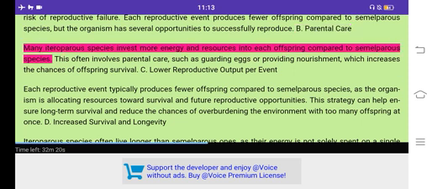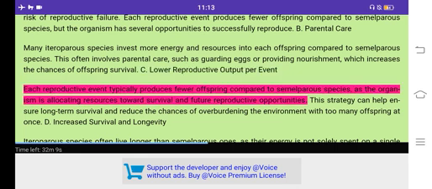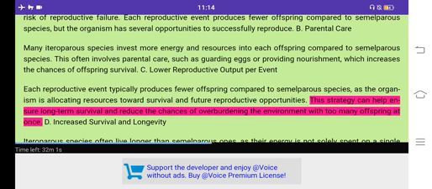B. Parental care. Many iteroparous species invest more energy and resources into each offspring compared to semelparous species. This often involves parental care, such as guarding eggs or providing nourishment, which increases the chances of offspring survival. C. Lower reproductive output per event. Each reproductive event typically produces fewer offspring compared to semelparous species, as the organism is allocating resources toward survival and future reproductive opportunities. This strategy can help ensure long-term survival and reduce the chances of overburdening the environment with too many offspring at once.